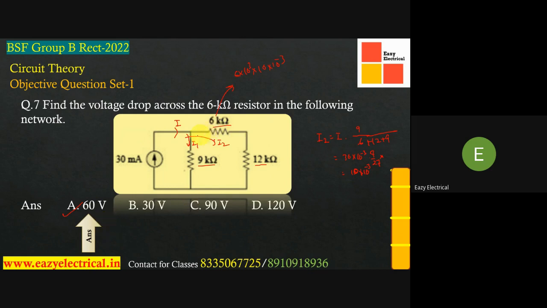The current going through this branch multiplied by this resistance gives us the voltage drop in this path. Okay, now coming to next question. Ashok, have you understood?